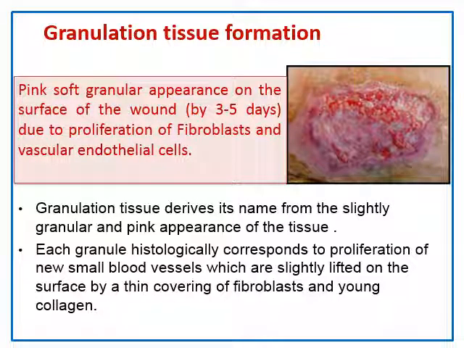Let's talk a little bit about granulation tissue formation. Pink, soft, granular. What is granulation tissue? It's a pink, soft, granular appearance on the surface of the wound, and it appears by the 3rd to 5th day due to proliferation of fibroblasts and vascular endothelial cells. Granulation tissue derives its name from the slightly granular and pink appearance of the tissue. Each granule histologically corresponds to proliferation of new small blood vessels, which are slightly lifted on the surface by a thin covering of fibroblasts and young collagen.